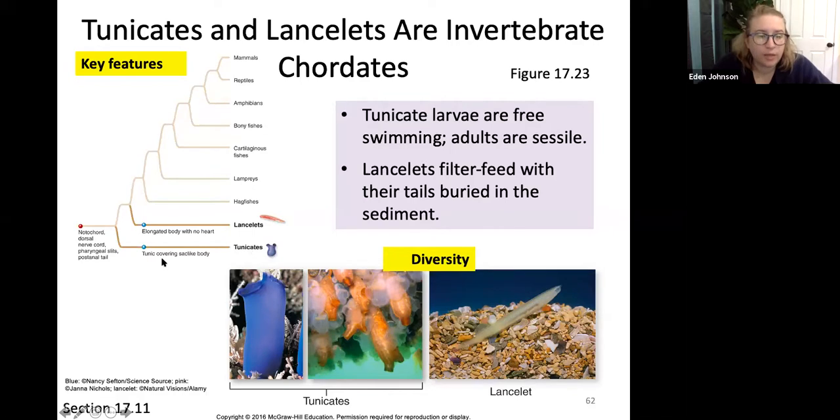And then the tunicates, it's got a tunic covering a sack-like body. So this is like a tunic. And again, it shares all of these characteristics that all chordates share, okay?